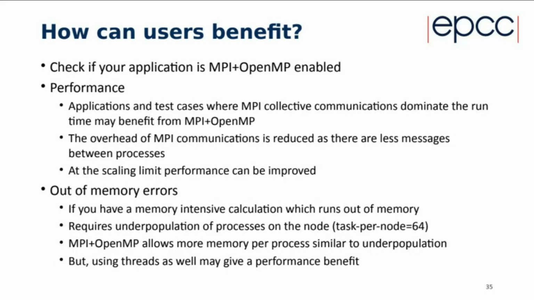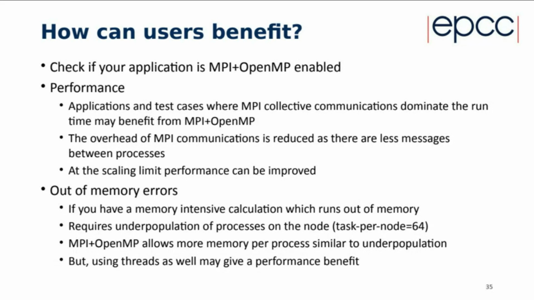To improve the performance, if you've got an application which is typically dominated by MPI collectives, using MPI plus OpenMP might help in this case. This is what I've seen from CP2K and CASTEP, and if you're running one of these codes, I'd suggest you look into using MPI plus OpenMP. This reduces the overhead of MPI communications, and at the scaling limit, you can improve the performance, and even before that as well.